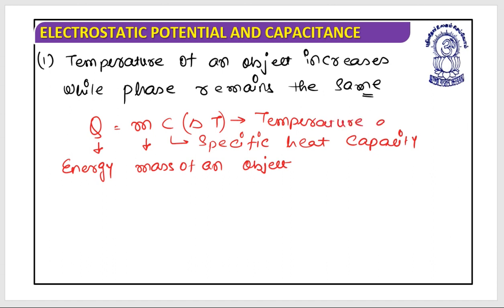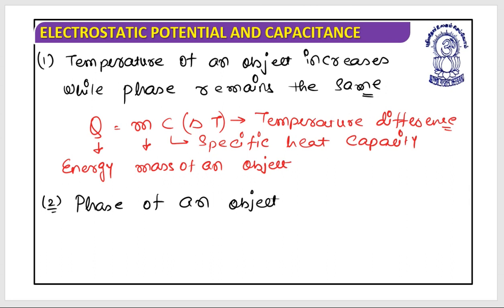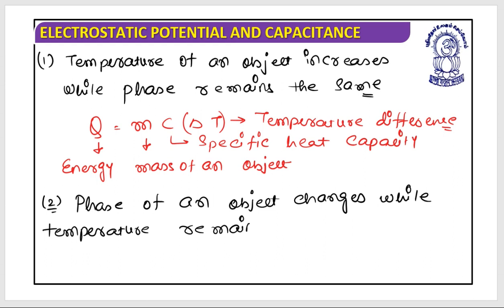This is the case where the temperature of the object is changing but its phase remains the same. That means if it is in liquid, it would remain in liquid, and if it is in the solid phase, it remains in the same phase. And one more situation, where the phase, or state, of an object changes while the temperature remains the same. This would be the situation.